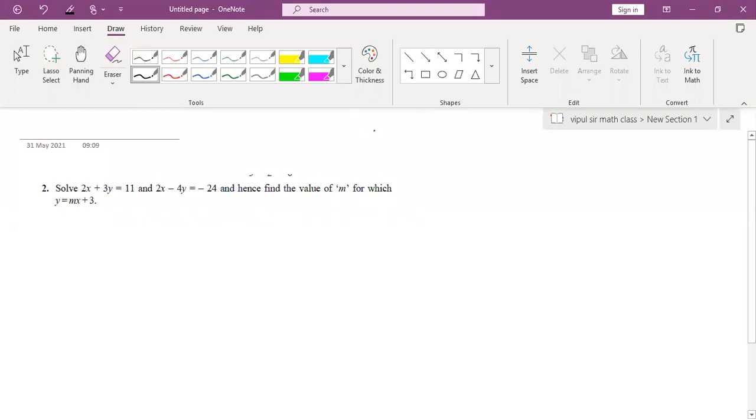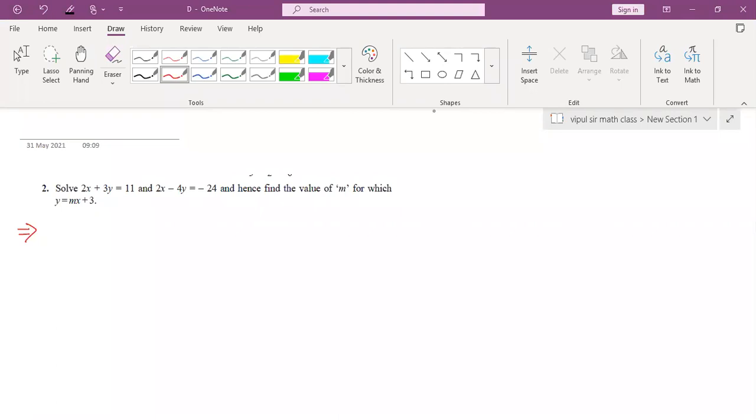Question number 2. Solve 2x plus 3y is equal to 11 and 2x minus 4y is equal to minus 24. Hence, find the value of m for which y is equal to mx plus 3. So first of all, we are going to solve these two equations, by the substitution method, because that is what we have learned so far. Then whatever values of x and y come, we substitute in the equation y is equal to mx plus 3 so that we are able to find the value of m. Is it clear?